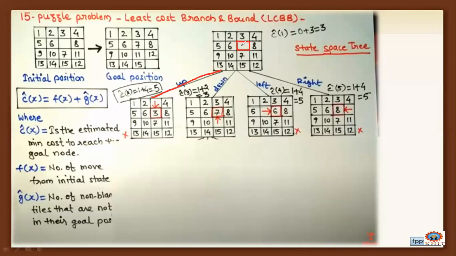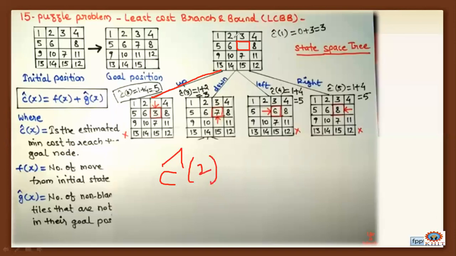If I apply the upward move here, there is no change in 1 and 2, but the value 3 is to be replaced with the empty node. So 3 goes down and the empty node moves up. There is no change in the remaining values. Once the values are arranged, you need to apply the formula C cap of 2 value.